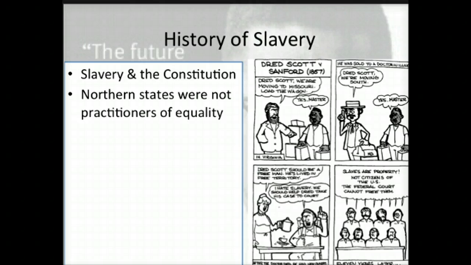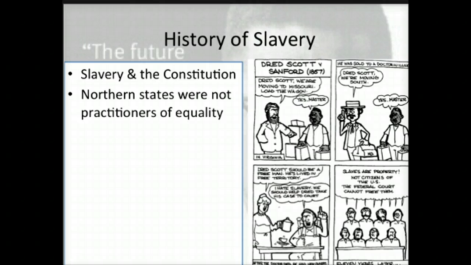Okay, and I don't want anybody to think I'm a huge advocate of the Confederacy at all, and I am not. Even though I've never lived anywhere but the South, I am not proud of a Southern heritage. But I don't want us to ever think that the Northern states were the huge practitioners of equality that we like to think they were.